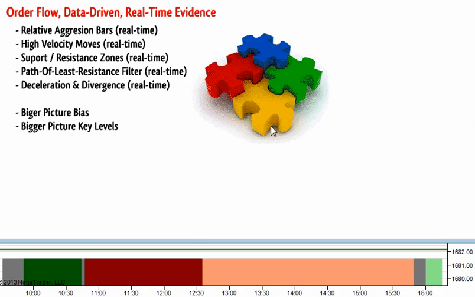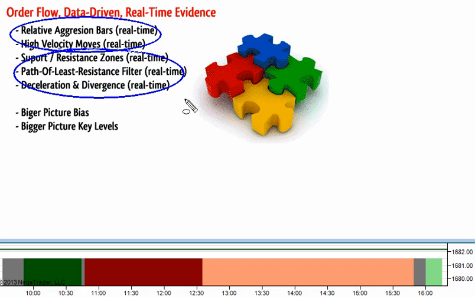Just as a bit of a review, with our software we've got real-time order flow data-driven evidence, especially these relative aggression bars and high velocity moves. We've also got real-time support resistance, a filter, and deceleration and divergence indicators. So we're looking at the real-time aggression and the order flow, looking beneath the surface at what's really going on at the heart of the real-time auction. Those give us really good evidence in terms of the structure in real time.